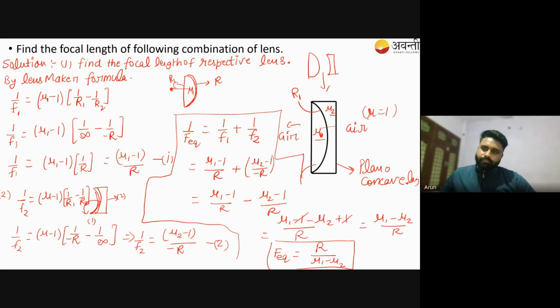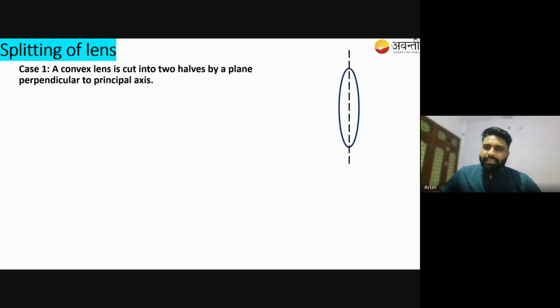Okay, got it? Now move on to the next topic, splitting of lens. These are very important topics. So splitting of lens, what do we have? We want to split the lens and see what is the effect on the focal length and power of the lens.